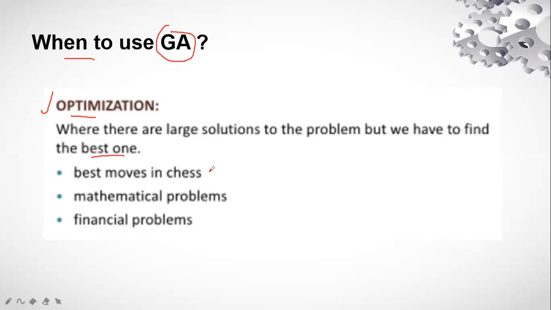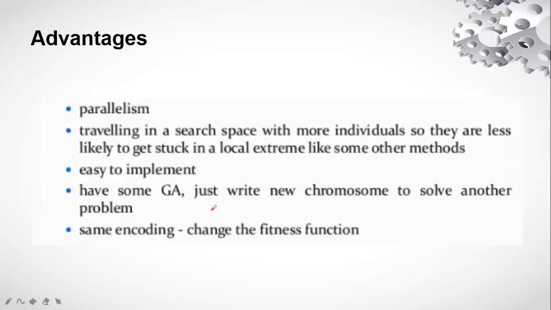Examples are best moves in chess, mathematical problems, financial problems, etc. Right? In certain games also, we use the genetic algorithm where the player is just one player and the computer is the second player. Example, playing chess, playing Ludo. That means the computer is going to find the best moves and learn on its own with the help of neural network techniques. Now, what are the advantages of GA?